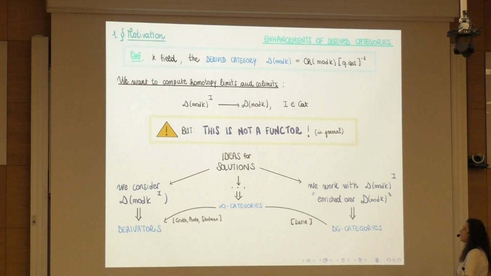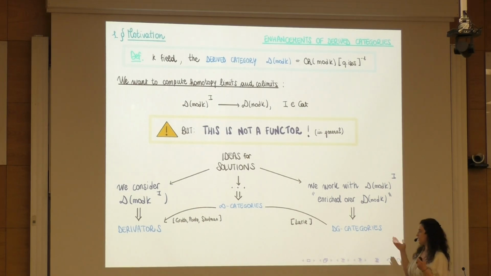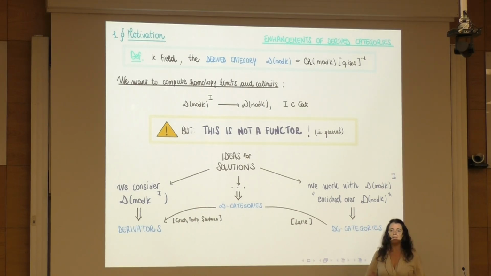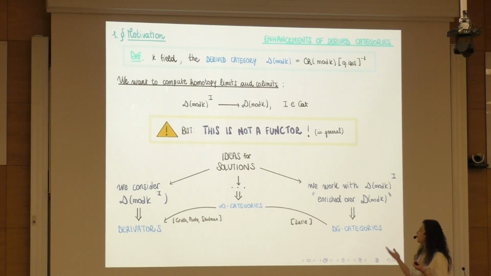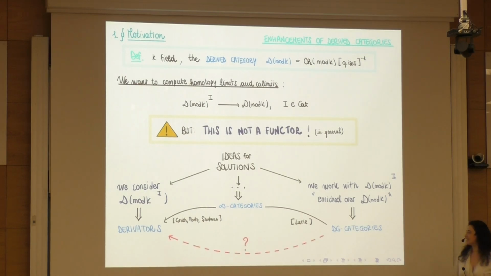So in the literature, we know how to pass from a DG category to a derivator, thanks to Rie, Groth, and Schulman, but this construction is quite technically complicated and hard to deal with. So Francesco and I were wondering, does there exist a direct connection from DG categories to derivators? This is the question we're going to answer today, hopefully.